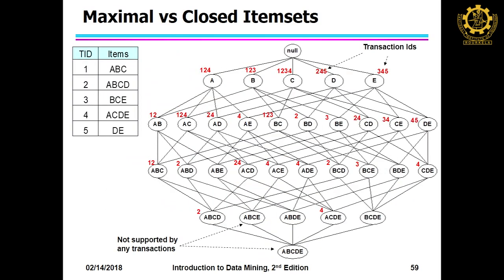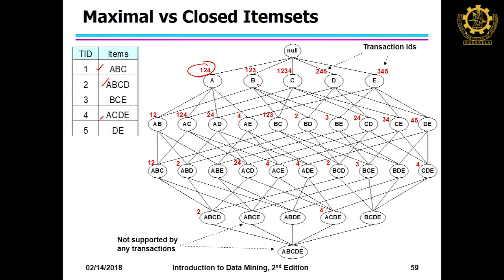Now, here can you find the maximal versus closed item set, which one will be the maximal and which one will be the closed? So, this is the lattice you got. Now, this number indicates A appears in transactions 1 to 4. So, this is the transaction. In the other way around, you count how many transactions, 3. So, support of A is 3.